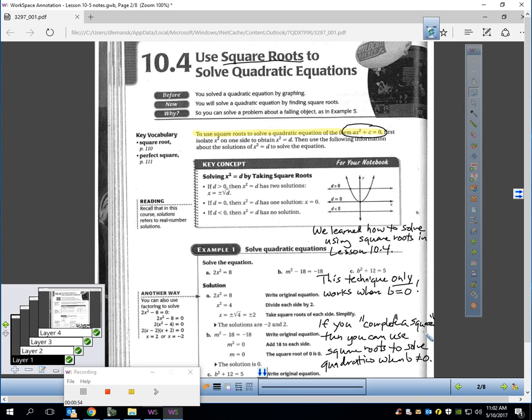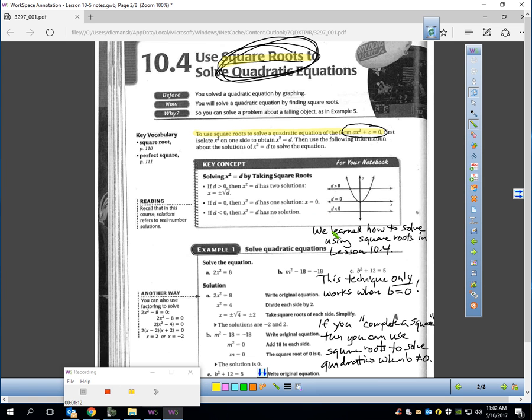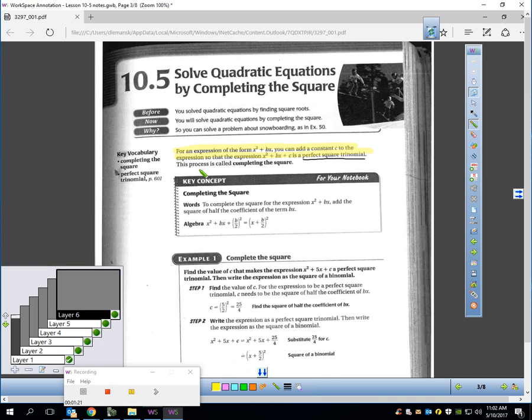However, if you complete a square, then you can use square roots to solve quadratics when b is not equal to 0. So in other words, the completing the square process in lesson 10.5 will allow you to use square roots to solve any quadratic in standard form, even if b is not equal to 0. So that's the purpose of completing a square. So what does it mean to complete a square?